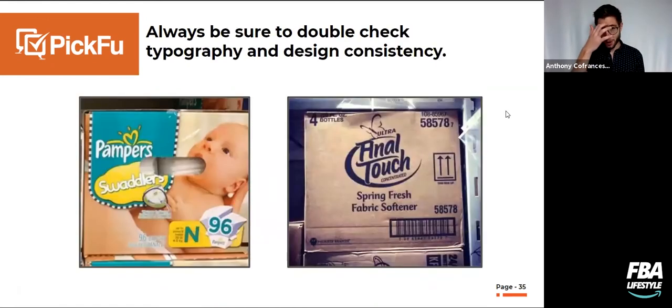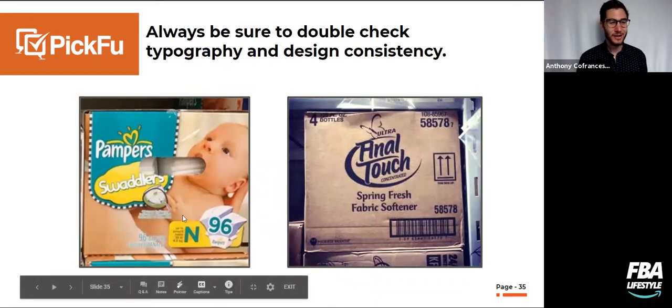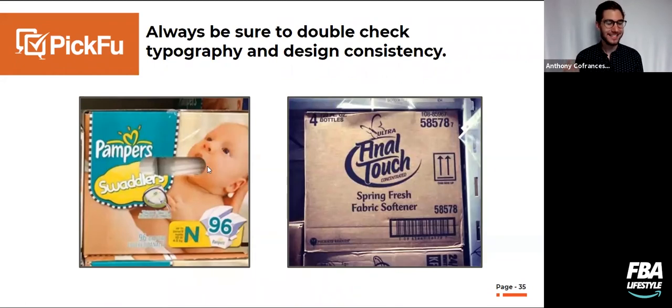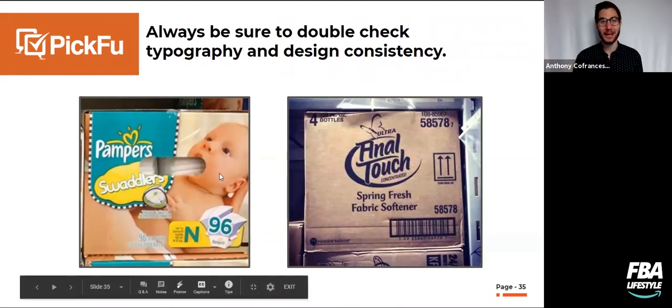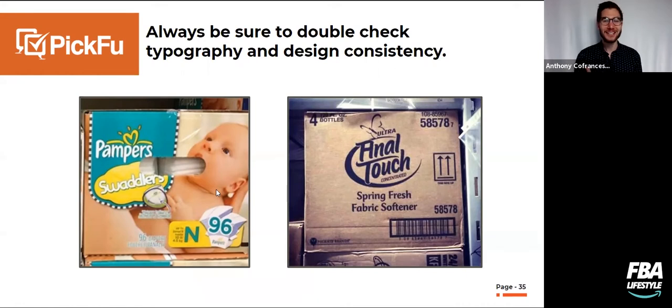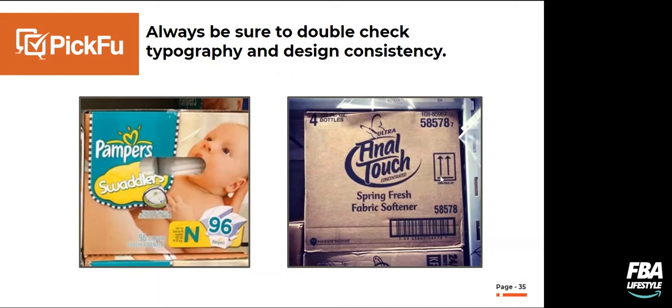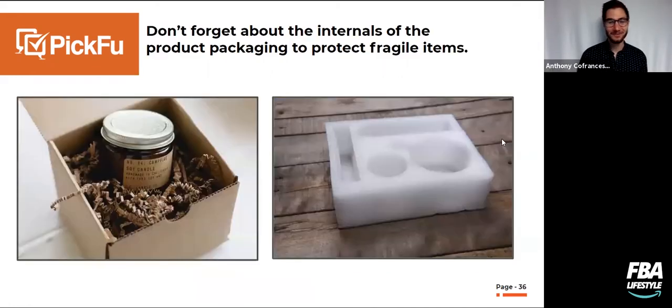This is kind of a funny one, but always make sure you double check typography and design consistency. Especially with your die cut, if you have handholds or other things, make sure you actually think about it outside of the die cut. Make sure you look at the packaging in real life. Have the factory send you a photo and make sure it looks right. Again, with typography, this isn't supposed to say anal touch. It's supposed to say final touch. Final touch. This is just things that you don't want to get wrong.